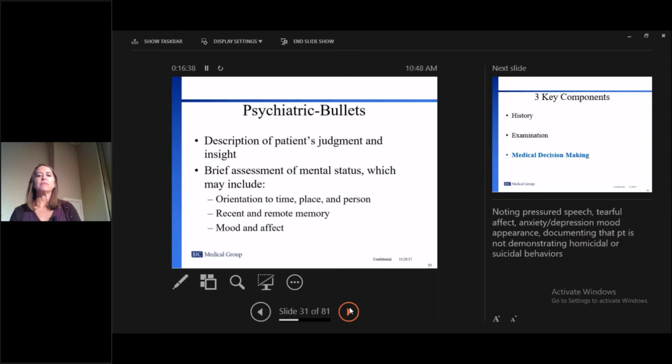Psychiatric: describing their judgment and insight, their orientation to time, place, and person, remote and recent memory, mood and affect. I always click on this one. I like to document that they're either having or not having pressured speech, if they're tearful in my office, if they seem anxious, or if they seem depressed, or if they have no eye contact. That's going to be huge for your psychiatric skills. And then documenting that they're not homicidal or suicidal behaviors in your room.